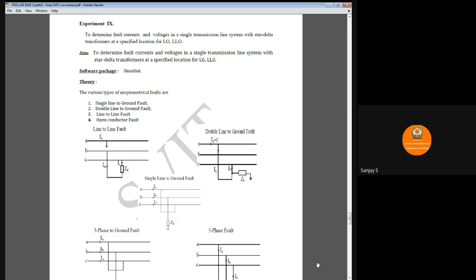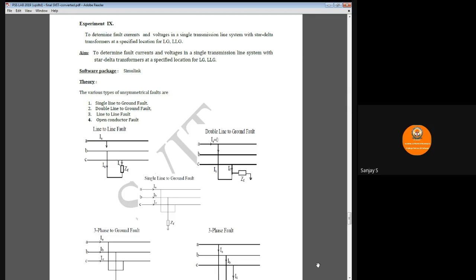The title says to determine fault currents and voltages in a single transmission line system with star delta transformers at a specified location for LG and LLG fault types. So, LG is nothing but line to ground fault, LLG is double line to ground fault. The concept behind fault analysis you have already studied in your previous semester, Power System Analysis 1 subject.